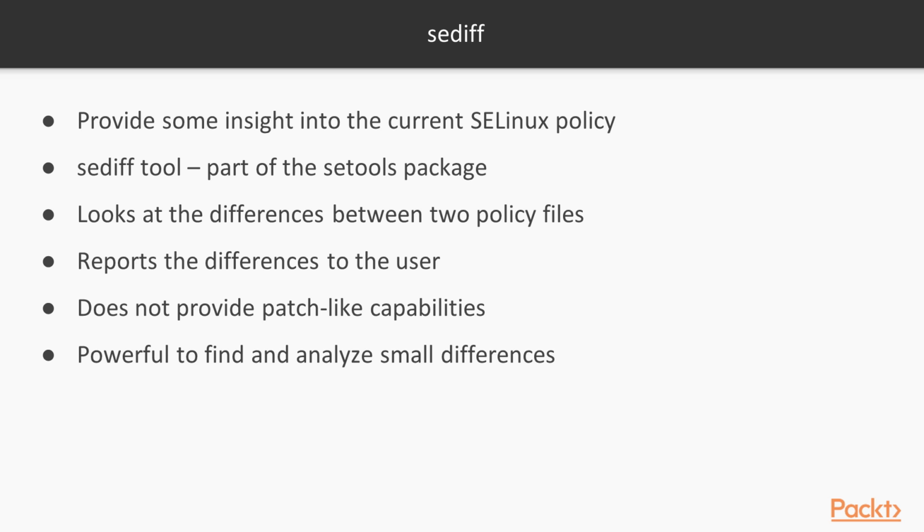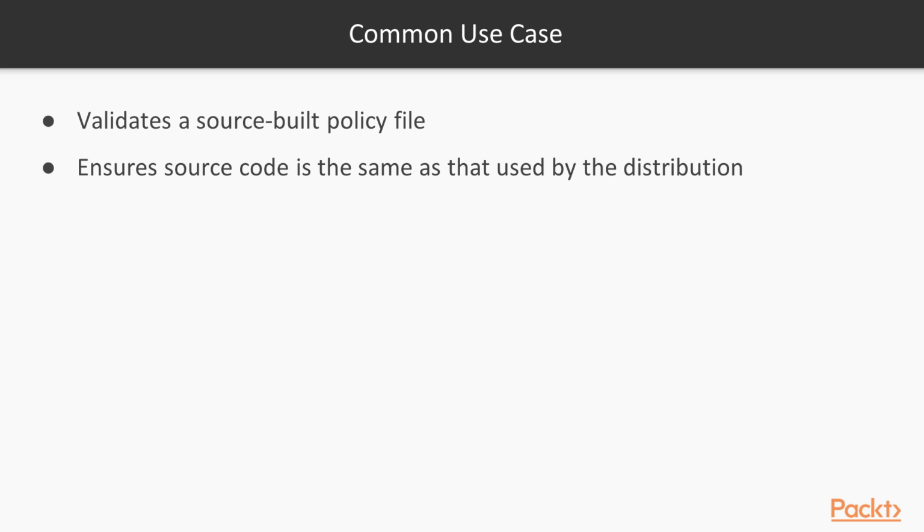Comparing policies with SE-Diff. The SE-Diff tool, part of the SE Tools package, looks at the differences between two policy files and reports the differences to the user. It does not provide patch-like capabilities, which the regular diff does, but is powerful to find and analyse small differences. A common use case for the SE-Diff tool is to validate that a source-built policy file is the same as the distribution-provided binary policy file.